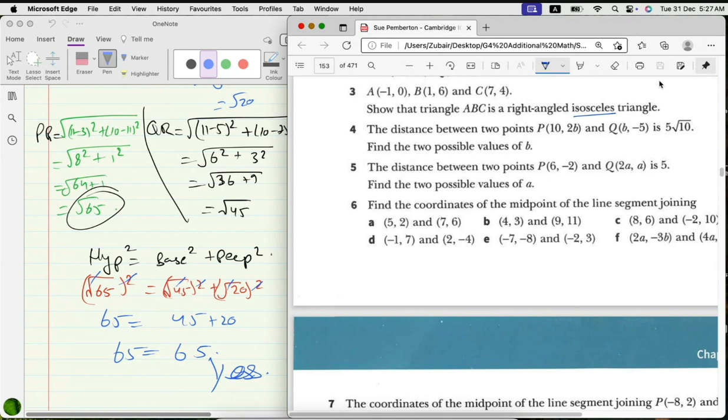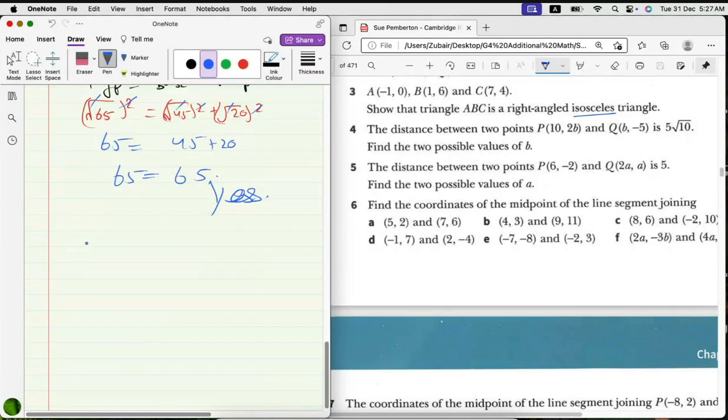Yep. So basically, AB and BC are both 2 square root 10, whereas AC is 4 square root 5. So this makes it isosceles. And I have to show that it's right angled, right? So I have to plug all the values into the hypotenuse squared formula.